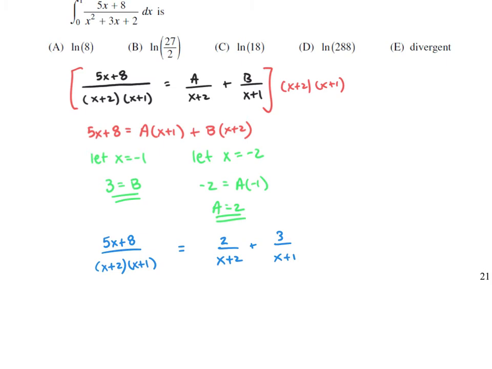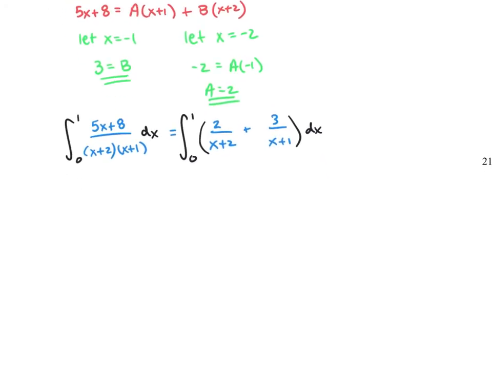And remember, we were unable to integrate the beginning form of the problem, but now we can go ahead and integrate what we have left in our decomposition of these fractions. Now we're taking the integral from 0 to 1. Let's go ahead and find the antiderivative. So our antiderivative is 2 times the natural log of x plus 2 plus 3 times the natural log of x plus 1. And we're going to evaluate this from 0 to 1.